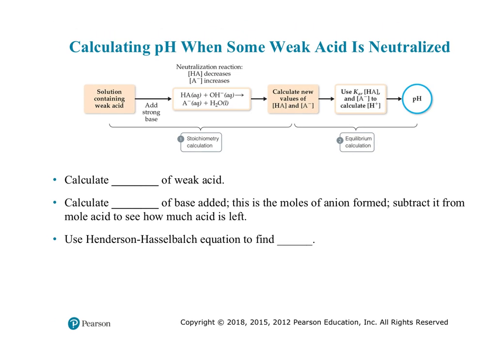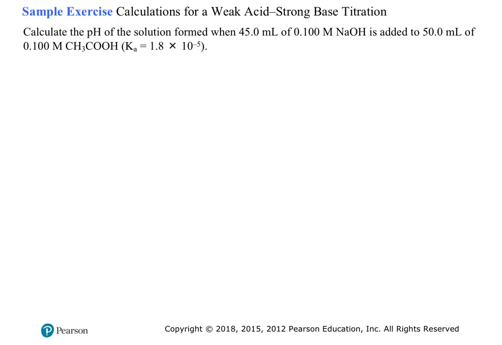So here is the process. First thing we're going to do is calculate the moles of weak acid that we have. Then we're going to calculate the moles of the strong base that we're adding, and we're going to do that reaction table. We're going to see how much of my anion, my conjugate base, is formed, and then find out how much of my acid is left. Then I can use my Henderson-Hasselbalch to find the pH at the end. So similar to buffers. So let's practice.